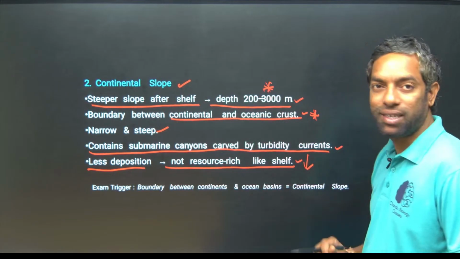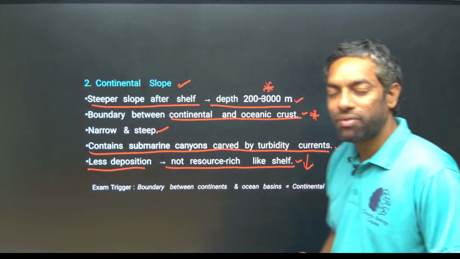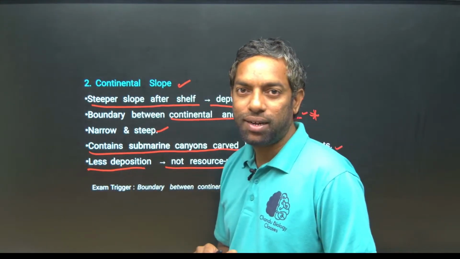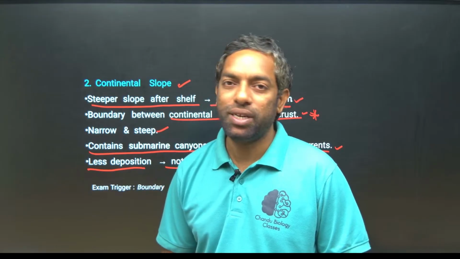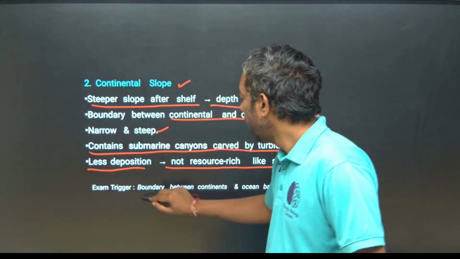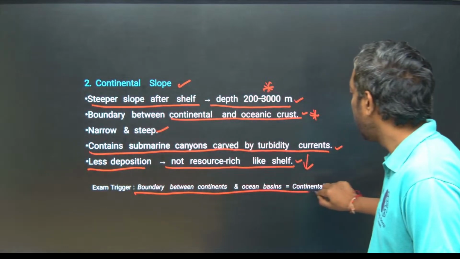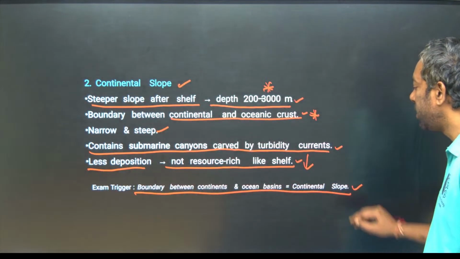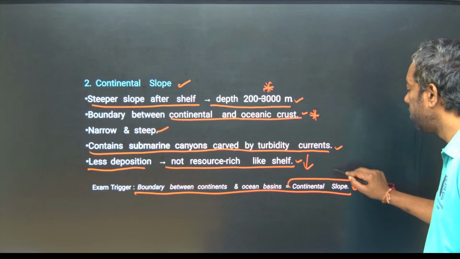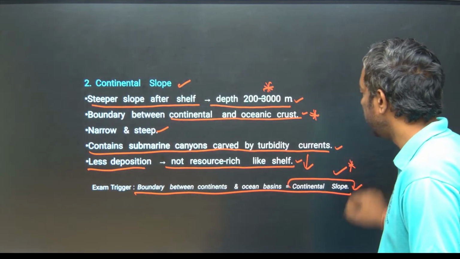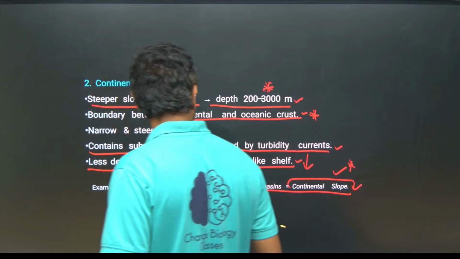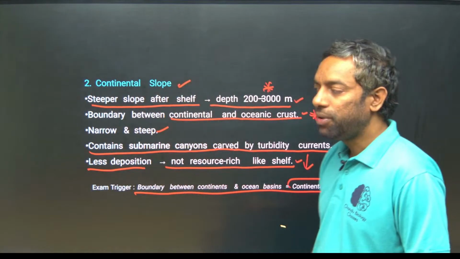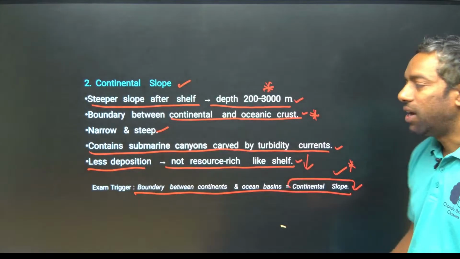The continental shelf is resource rich because sunlight can reach it, which lets phytoplankton grow and fisheries grow also. The boundary between the continent and the ocean basin is called the continental slope. This is important for the exam, guys. I hope you understand the continental shelf and continental slope.